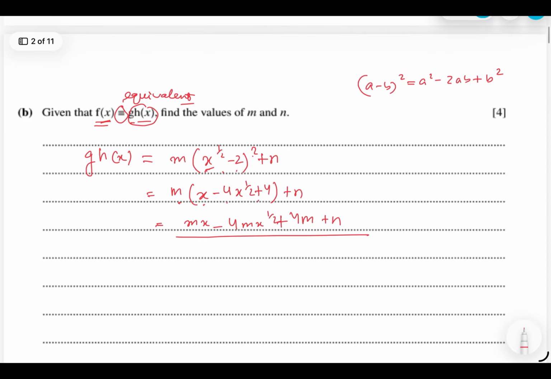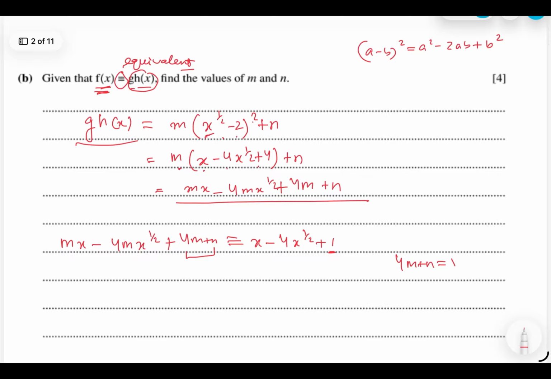Now we will compare this. Can we add or subtract anything? No, we cannot. So we will compare this with f(x). So it would be mx minus 4m x to the power half plus 4m plus n is equivalent to x minus 4x to the power half plus 1. See, the constant term equals 1. Agreed? So I will write it down here: 4m plus n equals 1. Okay. The coefficient of x to the power half is negative 4.